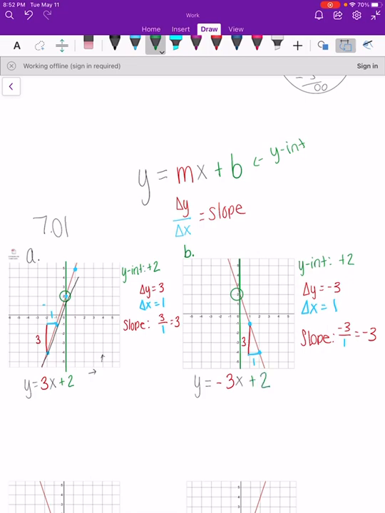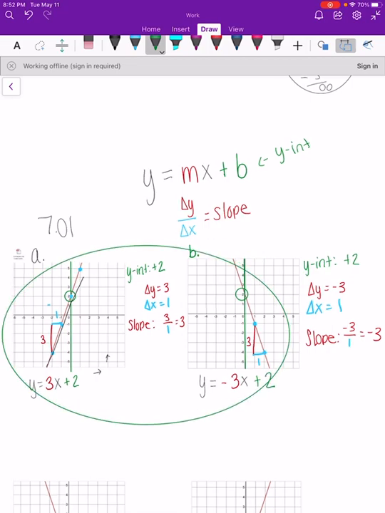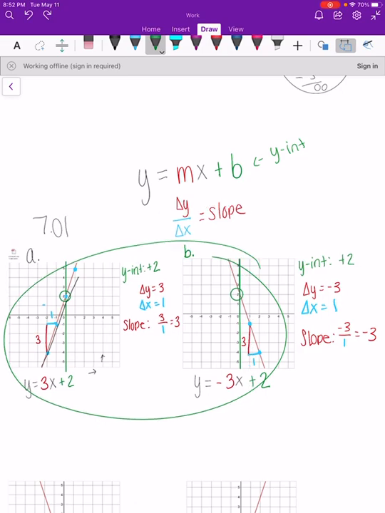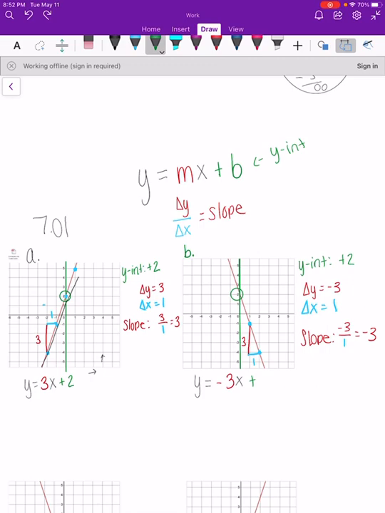So these two graphs are almost the same, but one has a positive 3 as the slope, and one has a negative 3 as a slope. I want you to look at the difference between those two lines. One goes up and to the right, one goes down and to the right.